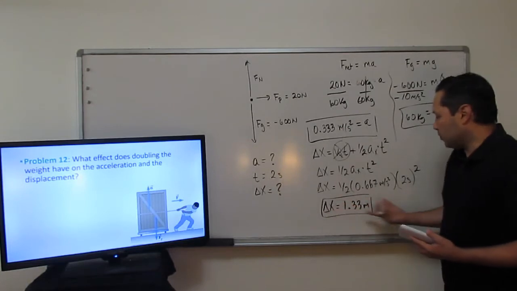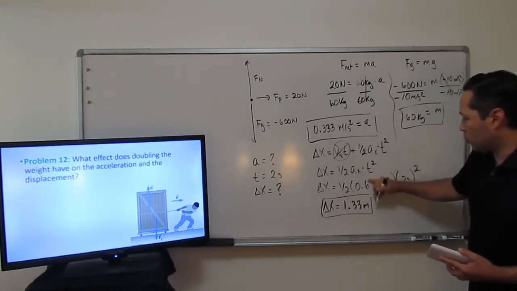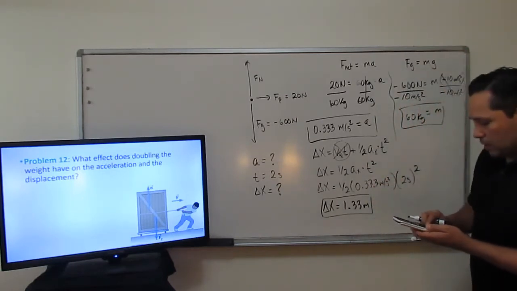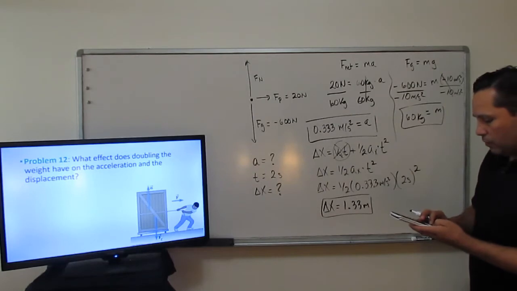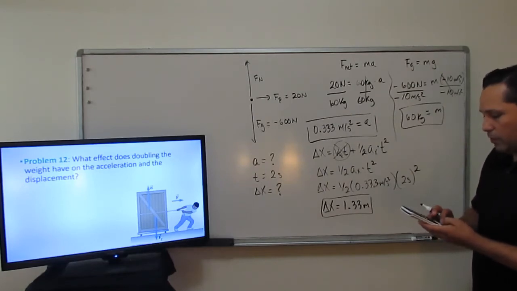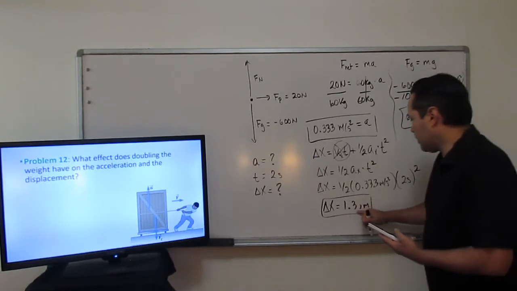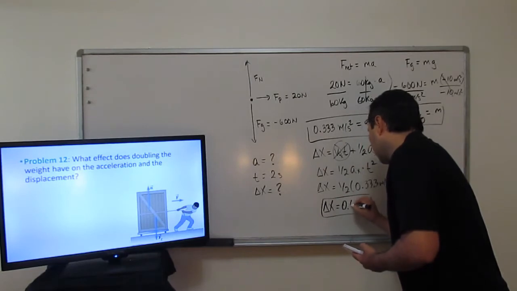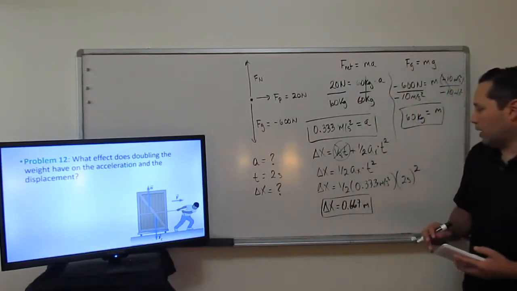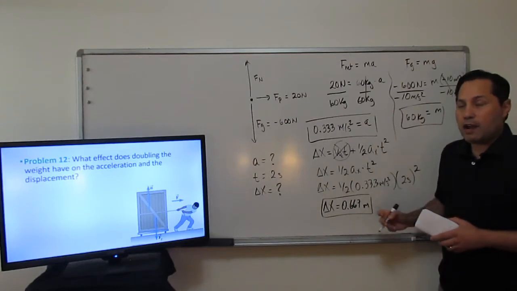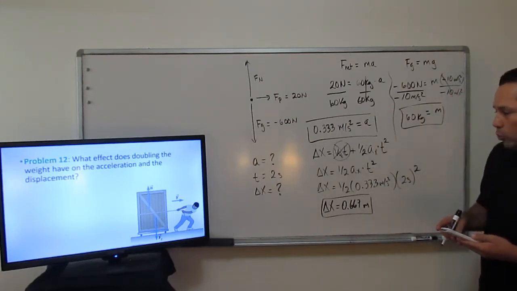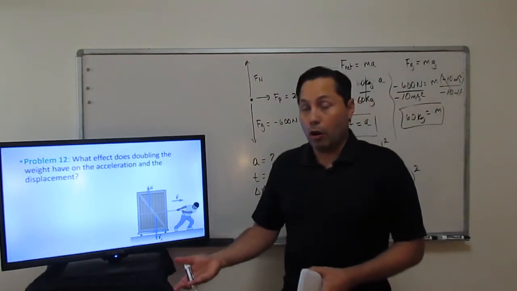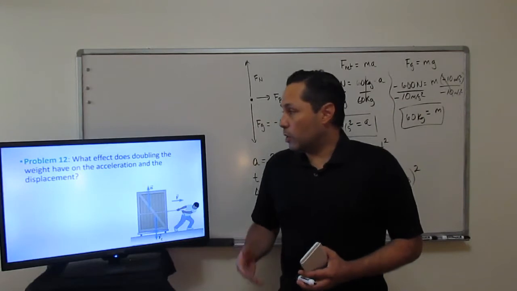What about the displacement that they traveled? Well, let's switch the acceleration. So that's going to be, let's see, 4 times 0.333 times 0.5. That's going to be 0.667, which is half as much. Okay, so the acceleration is cut in half and the displacement is also cut in half. Alright, so that would be the effect that doubling the mass would have on the crate. Alright, let's go ahead and move along to our next problem.